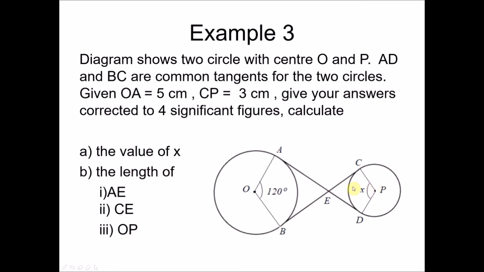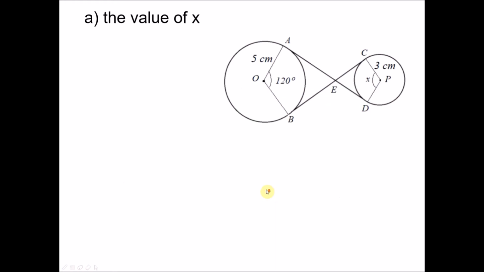So for now, the only angle that we have is here. We try to make use of this information. So we look at the diagram again to find the value of x. First, we try to fill in other information given. Since we know that AD is a common tangent, hence OAD has a value of 90 degrees because AD is a tangent. Here 90 degrees because BC is also a tangent. Here is also 90 degrees. Here 90 degrees as well.